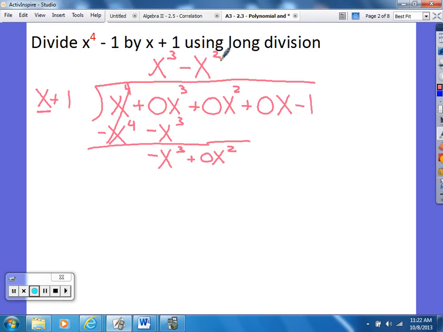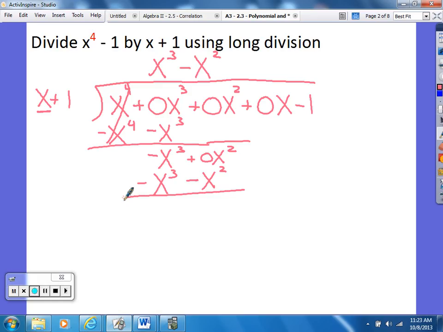So now let's multiply. What is negative x squared times x? Negative x to the third. What's negative x squared times 1? Negative x squared. So like I said, I don't like subtracting. I like to change the signs and add. And that may be something you want to write down. Change the signs and add.